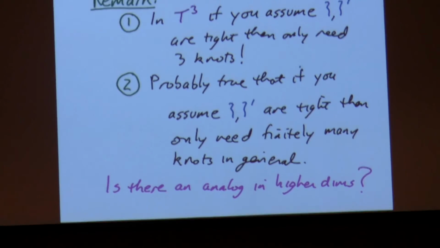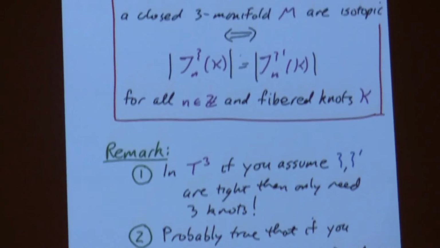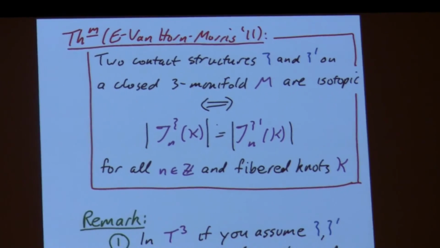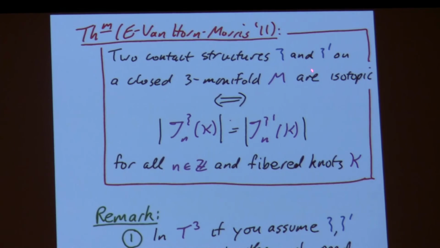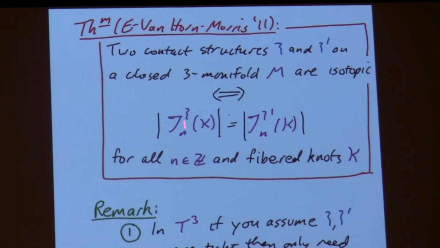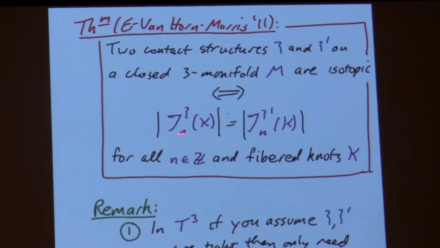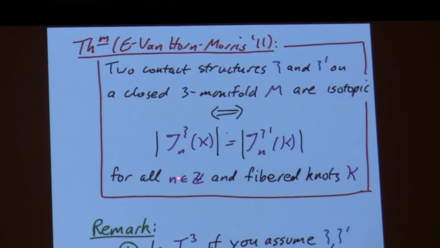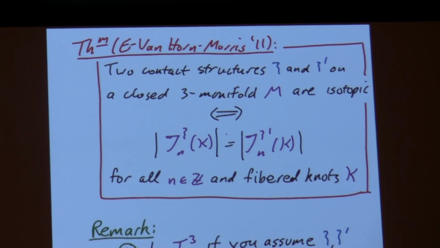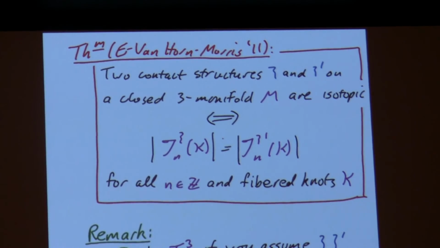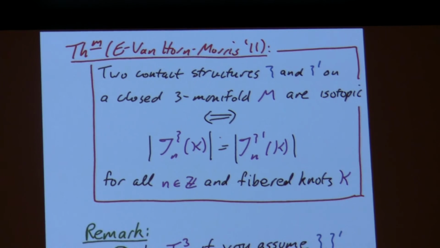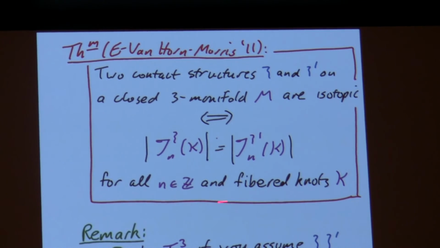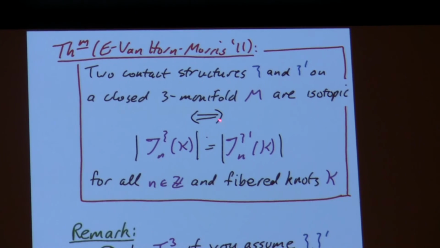But better, Jeremy and I managed to prove that if you have two different contact structures on a closed 3-manifold, then they're the same contact structures, isotopic contact structures, if and only if the cardinalities of these sets is the same for all n and all fibered knots. Actually, you don't even need all fibered knots. You can take some subset. But yeah, so by understanding the fibered knots in a contact structure, you completely understand that contact structure.